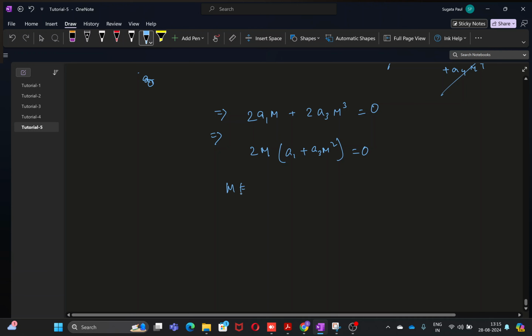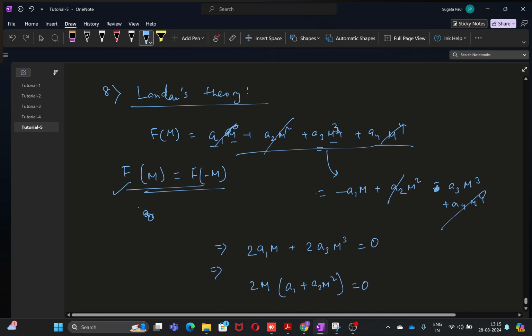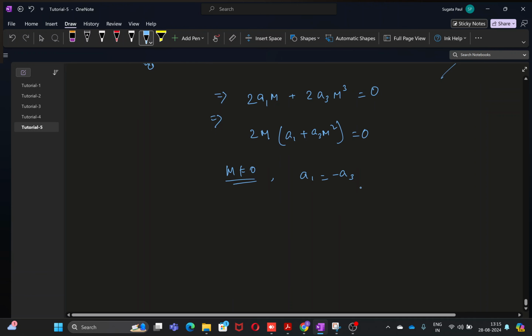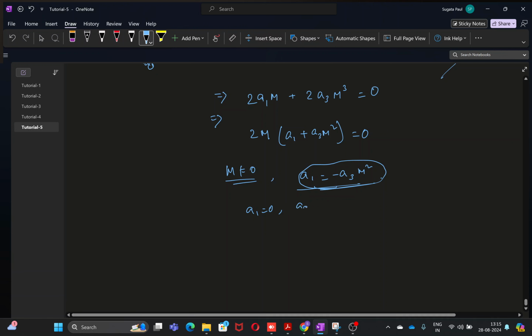Now your m cannot be 0 because you are taking a spontaneous magnetization in this case. Because m is not 0, the only other option, that a1 plus a3 m square equals 0, is also not a valid condition, because this will not have such a dependence. Then the only condition left for you to take is that you have to set both a1 equal to 0 and a3 equal to 0.